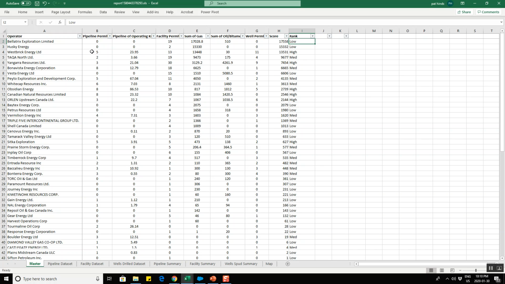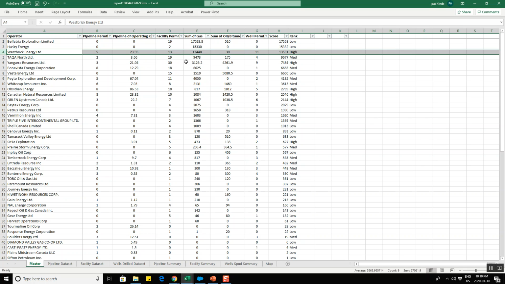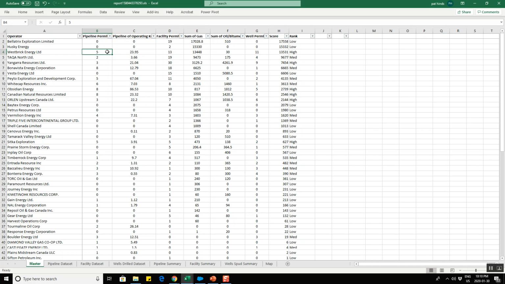Husky Energy, same idea, not a lot of projects going on there, but a gas plant, again, probably operating north. So we've got them ranked as low. But then when we look at a company like Westbrick, we can take a look at that and say, okay, 5 pipeline permits, 23 kilometers of pipeline, 13 facilities, here's their gas and oil production, so heavily gas, and then well permits, 11 they've drilled in that particular area.